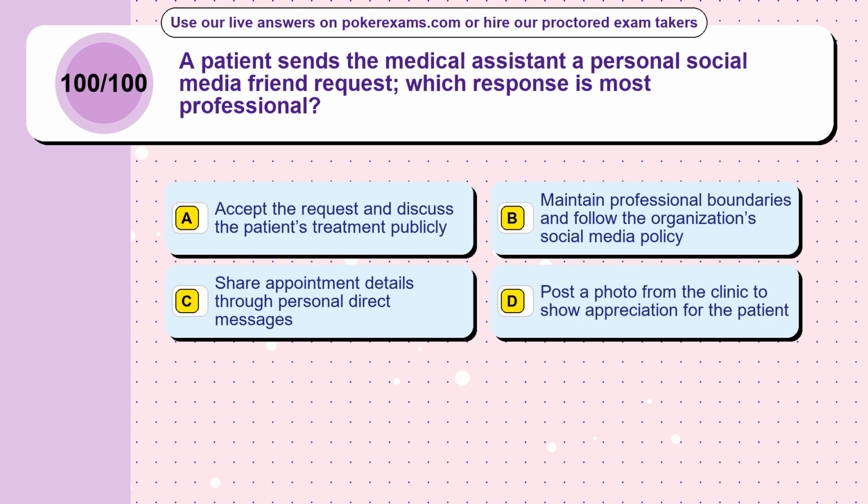Question 100. A patient sends the medical assistant a personal social media friend request. Which response is most professional? Option A. Accept the request and discuss the patient's treatment publicly. Option B. Maintain professional boundaries and follow the organization's social media policy. Option C. Share appointment details through personal direct messages. Option D. Post a photo from the clinic to show appreciation for the patient.